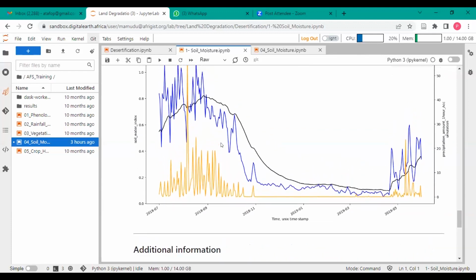However, if you cast your mind back to what we did in the desertification notebook, we actually also went through soil moisture, but in that case, we looked at a longer period of time. We looked at 5 years from 2015 to 2020.